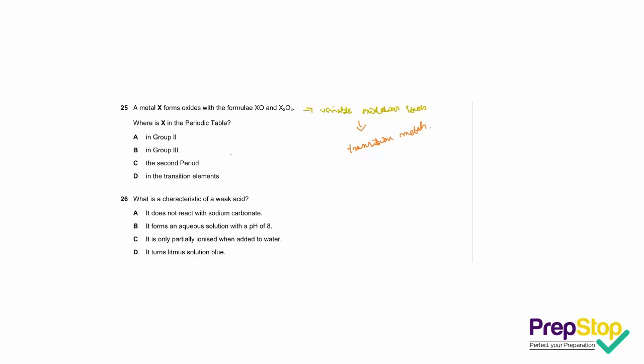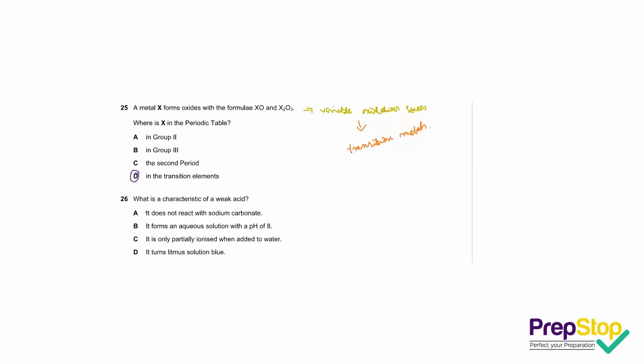We look at the options and we have option A, group 2, group 3, option B, option C, the second period, and option D, the transition elements. So we know that since it has variable oxidation states, it needs to be a transition metal. Hence, metal X is in the transition elements of the periodic table.